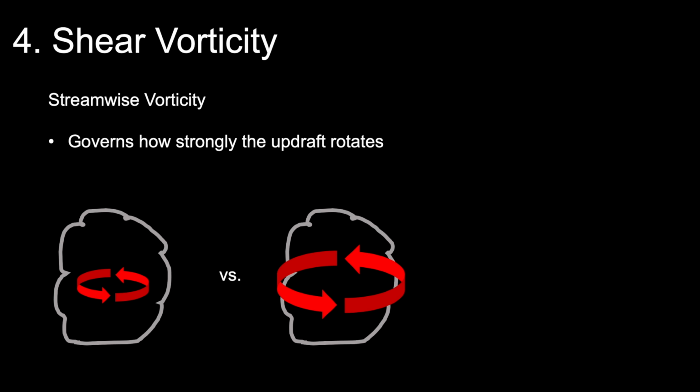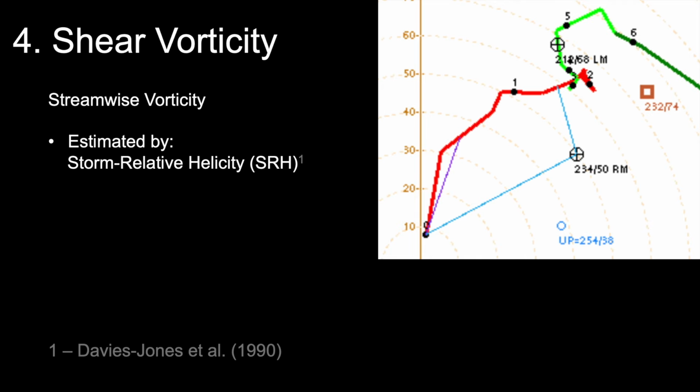And so we typically just call this the streamwise vorticity. How much streamwise vorticity is there? And streamwise vorticity literally governs how strongly the updraft will tend to rotate. So if we inject more streamwise vorticity in the environment, given that same storm, it will rotate stronger. And this is estimated by the storm relative helicity.